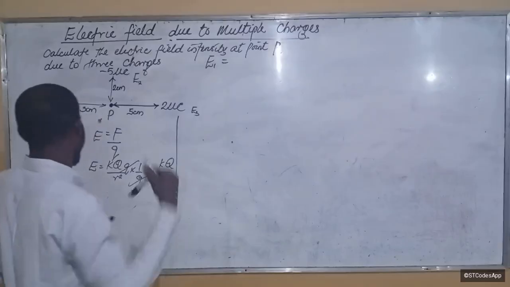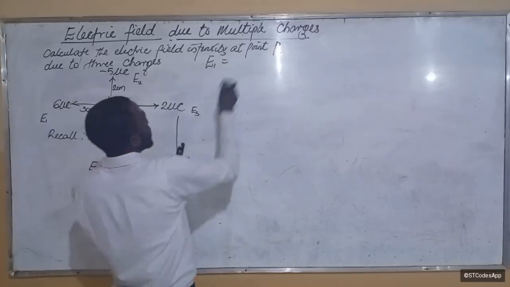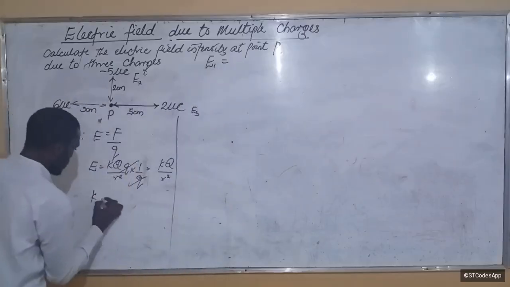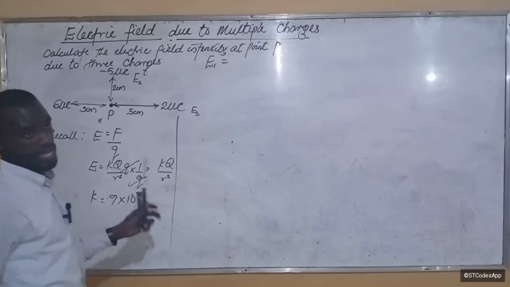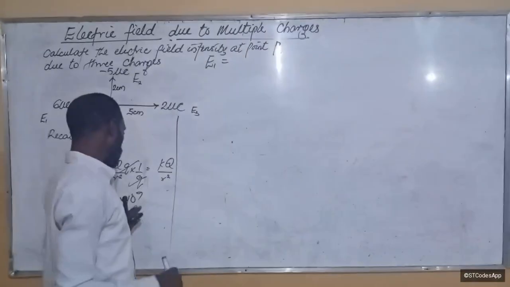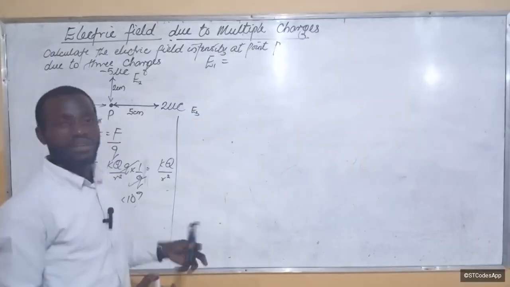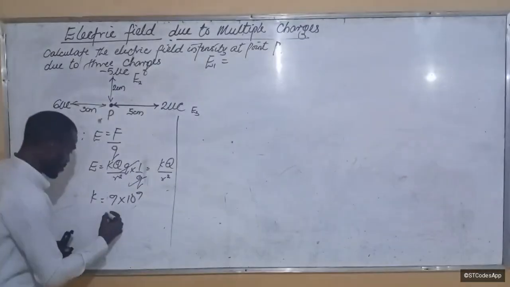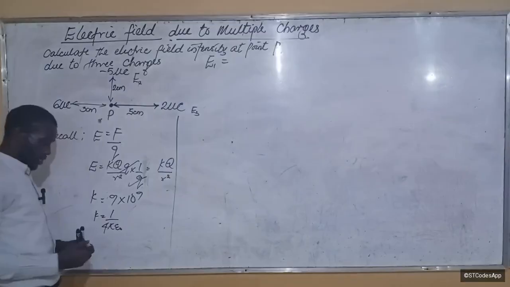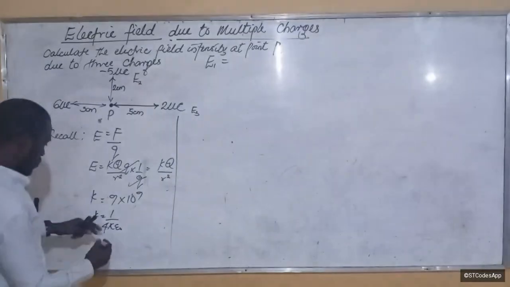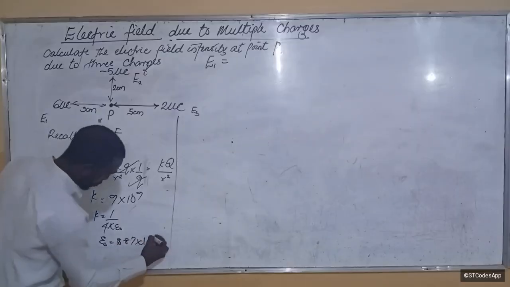So we can therefore say that for E1, the electric field intensity due to charge 1, that will be KQ over R squared. Recall that our K is 9 times 10 raised to the power 9. That is usually given in the exam. But if you are not given, you will know that K is the same as 1 over 4 pi epsilon naught, with epsilon naught being equal to 8.85 times 10 raised to the power minus 12.